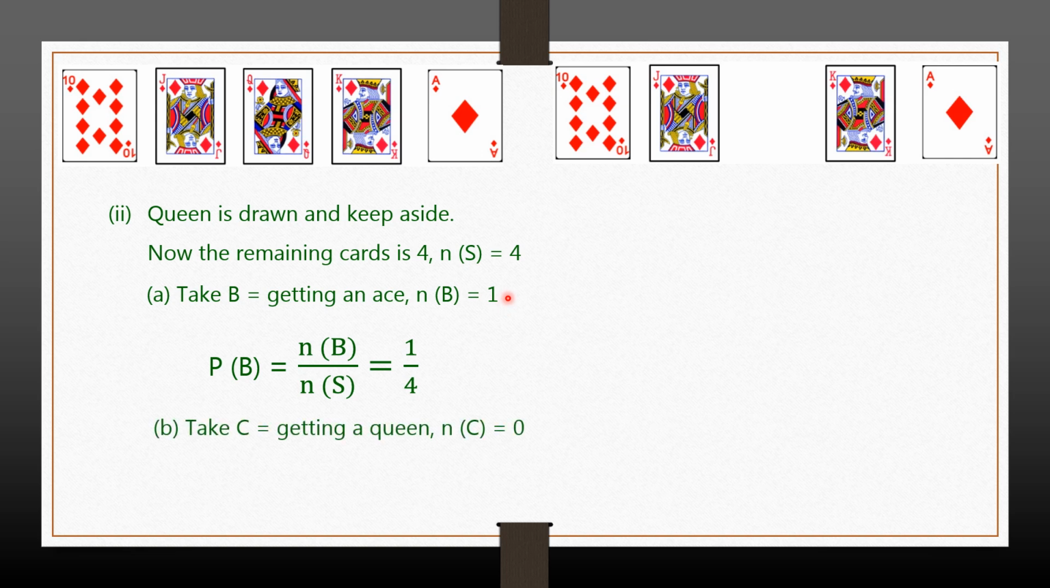The next one you have to find is getting a Queen. Take C as getting a Queen. But in these 4 cards there is no Queen. Only one Queen was there before. We have drawn it and kept it aside. That's why in the remaining 4 cards there is no Queen. If there are no favorable cards to C, then N of C is equal to 0. Apply the formula of probability. P of C is equal to N of C by N of S. That is 0 by 4. You will get 0. In this way, you can solve problems related to cards.